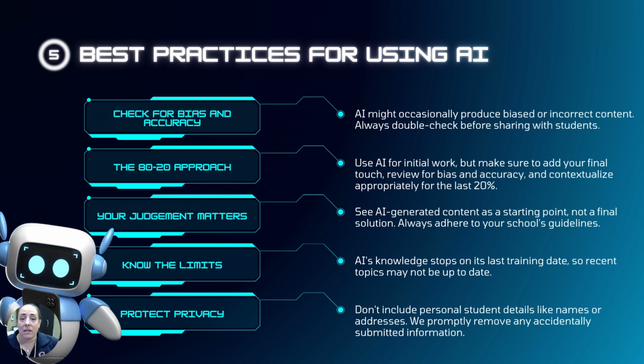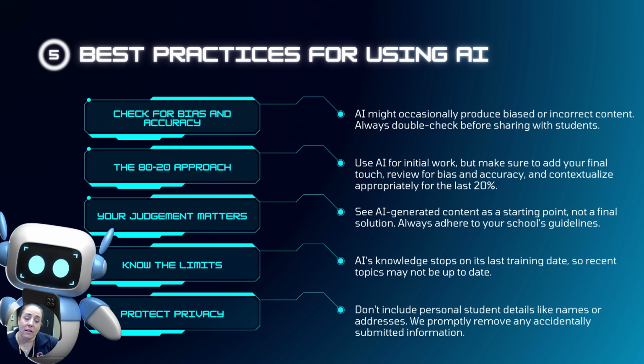So we want to make sure as educators that we are checking everything we do in AI for bias and for accuracy. So again, this is not just a take and go. We want to make sure that we're double checking what we give to students or use with students.